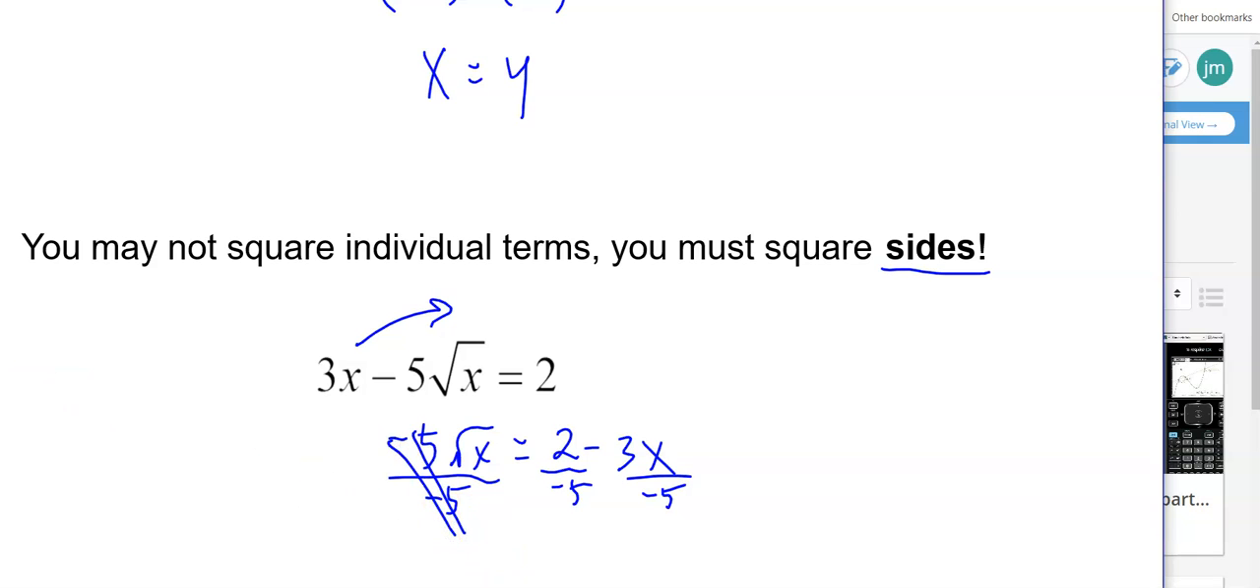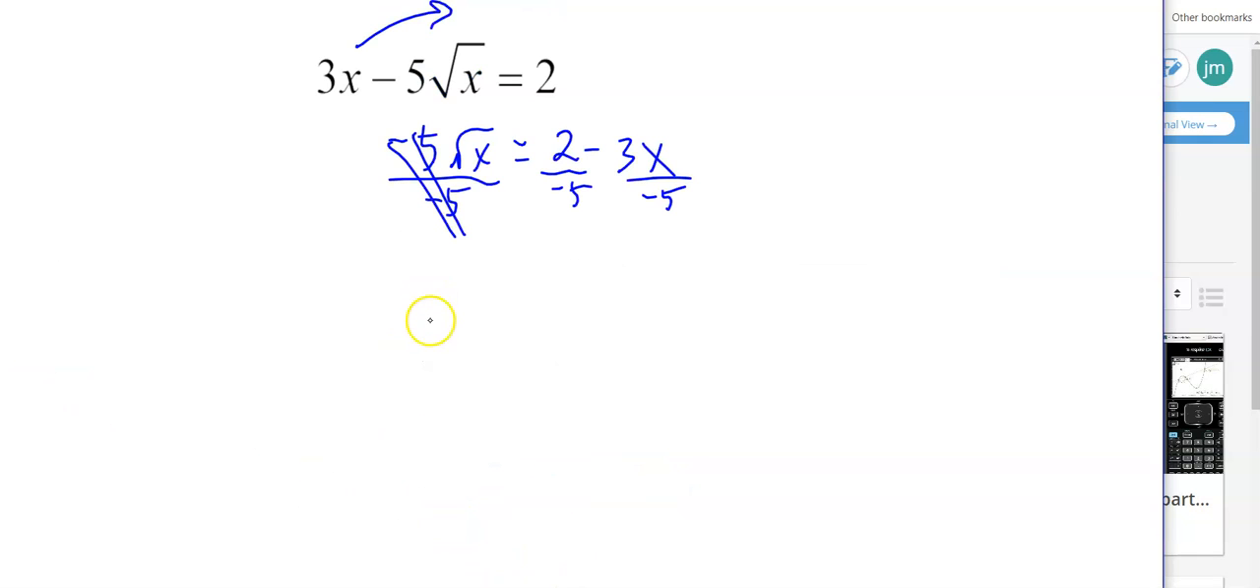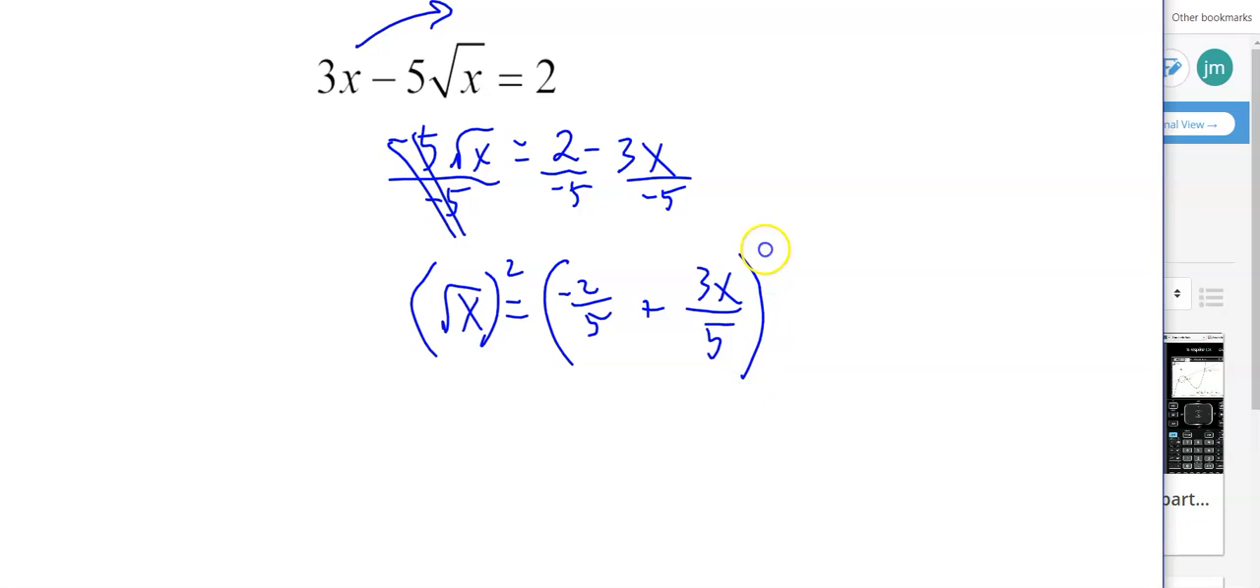So we get a lot going on in this one. So square root of x equals negative 2/5 plus 3x over 5. And that's a binomial. So when I square both sides, this is where you have to be careful. I said, be careful if you have a binomial there. You're going to have to FOIL that guy, right?